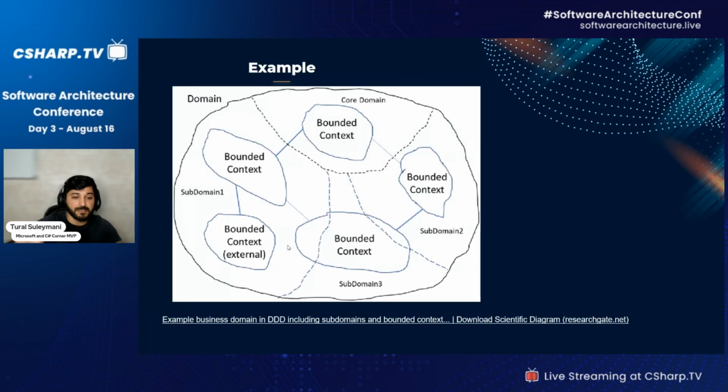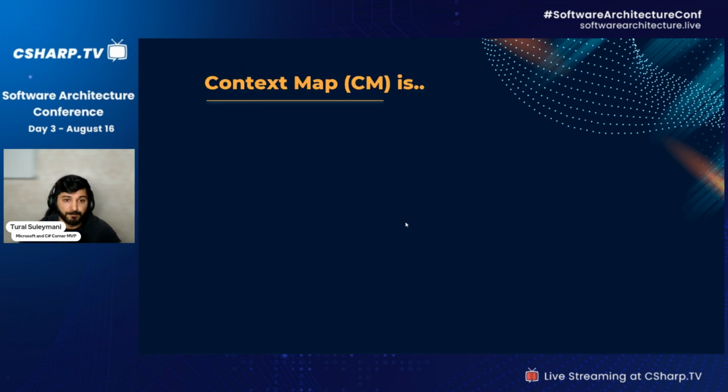So this is a simple example of our domain. From the enterprise architecture perspective, we have a domain that is divided into subdomains. For example, in the core domain here, we have one bounded context. But in another subdomain, we have two bounded contexts. And also there is a bounded context that matches three different subdomains. So it depends on your domain complexity, of course.